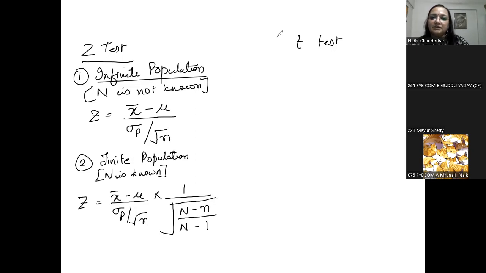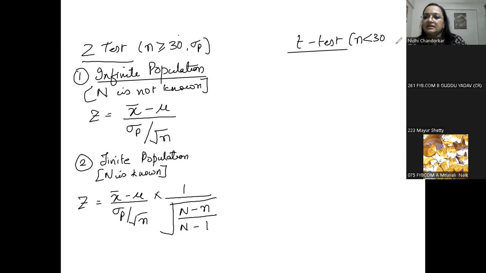Now, similarly, when we talk about t-test, first of all, we all know z-test is applied when the sample size is greater than or equal to 30. And we also have the standard deviation of the population. T-test is applied when, first of all, the sample size, small n, is less than 30 and the standard deviation may not be known to us. If it is known, we will make use of it. Otherwise, we will calculate it.